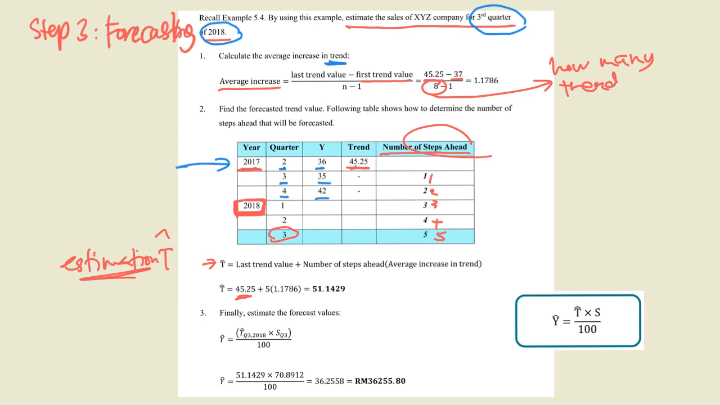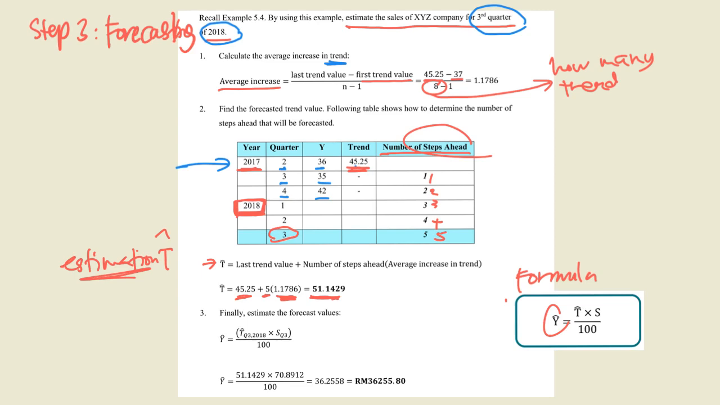So the last trend value, over here 45.25, plus the number of steps ahead that we have just now multiplied with the average increase, then you are going to get the trend value 51.1429. And then the last step to forecast, so this is the formula. The formula over here is y hat, this is the estimation, the trend multiplied with the seasonal indices divided by 100. So this is the formula.